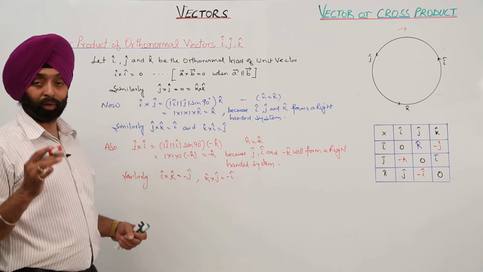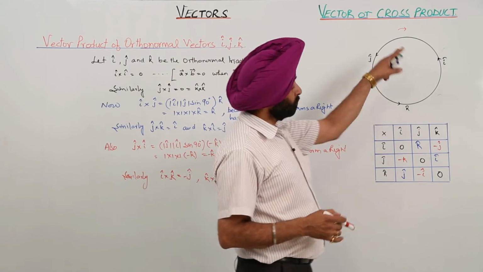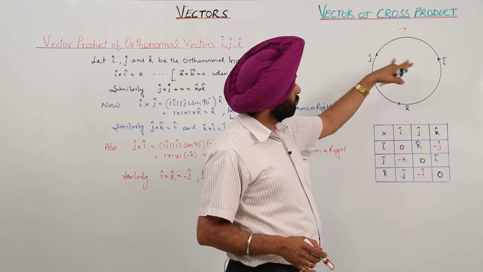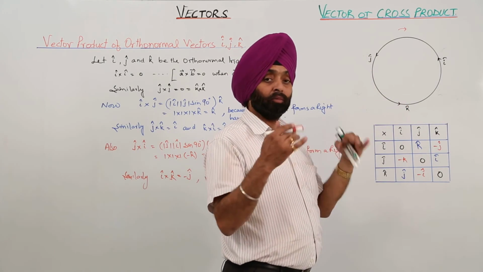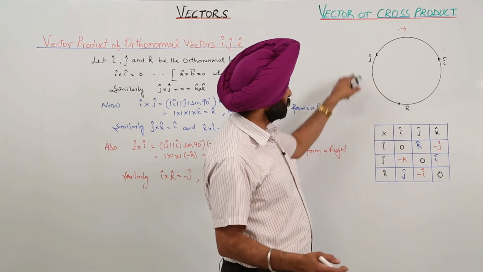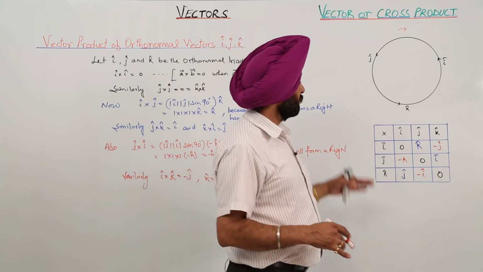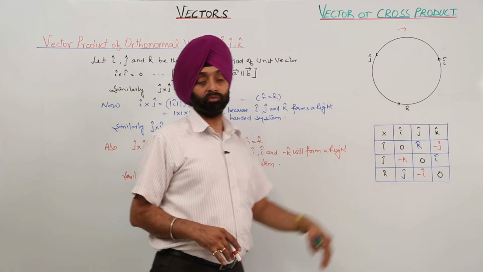So the best way to learn is just to make a circle like this. When you are moving in the anti-clockwise direction, cross products will be positive and the following one will be the answer, like j, k, i. And if you are moving in the clockwise direction, then negative results will be there.